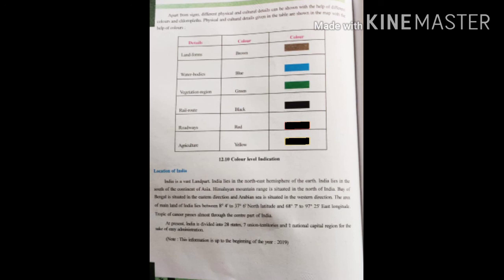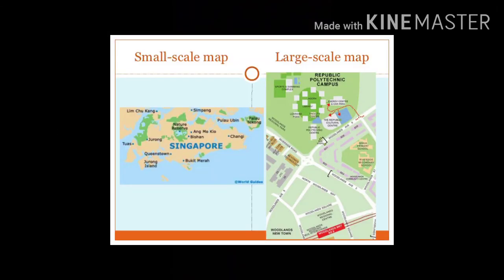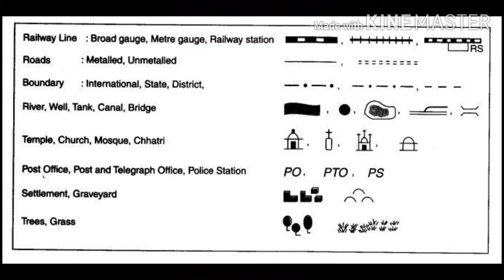Okay, understood? So we have discussed three things by now. One is the scale, one is the conventional sign, and last is the colors. Scale is a ratio between the places on the map as well as on the ground. उसमें दो type हैं, large scale and small scale. Then regarding the conventional signs, only universally acceptable signs can be used for representing the information.